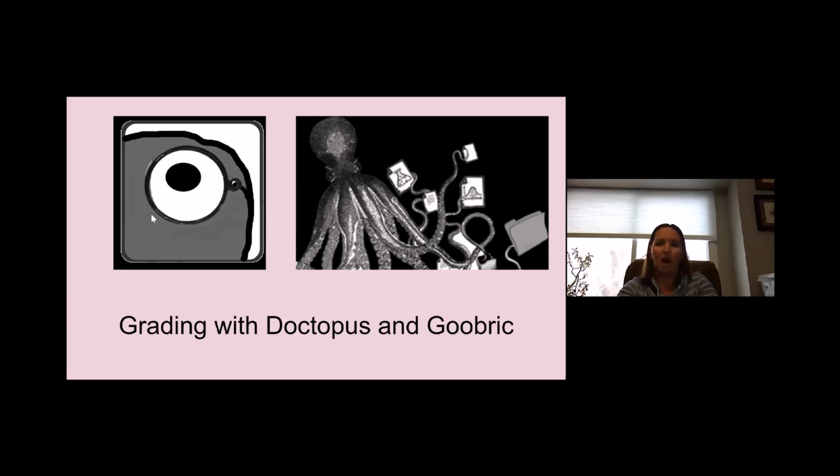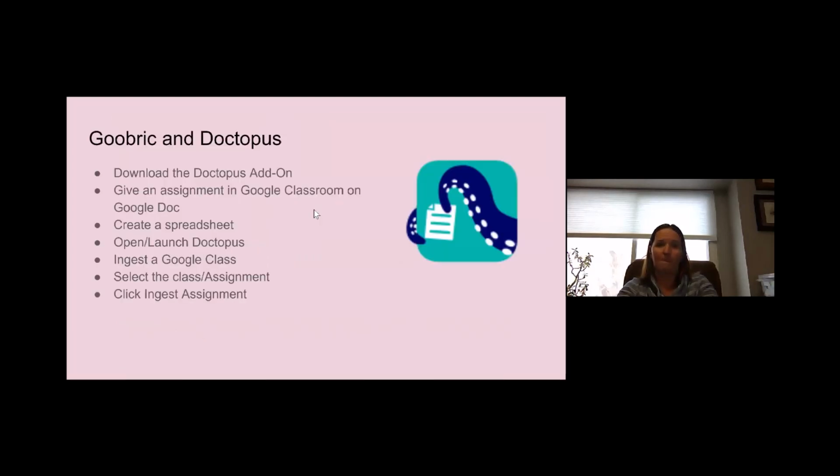These are the two icons that you are looking for in Google and in Google Classroom to be able to do this. There are a couple of steps you have to follow in order to get this to work. You have to download an add-on in Google, and you have to work in Google Chrome. So you do have to be in Chrome, and you have to download the Doctopus add-on, and this is what it looks like. If you're looking for the icon, it's this one right here. It looks like a little octopus tentacle holding a piece of paper. And when you give an assignment on Google Classroom, make sure it's in a Google Doc.